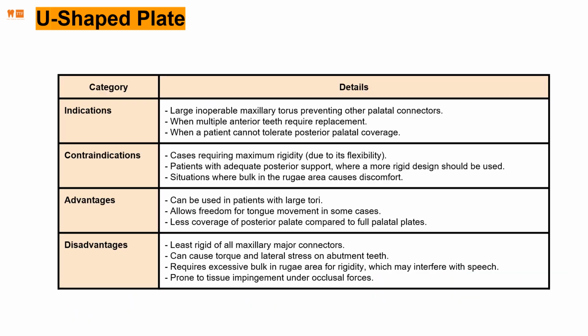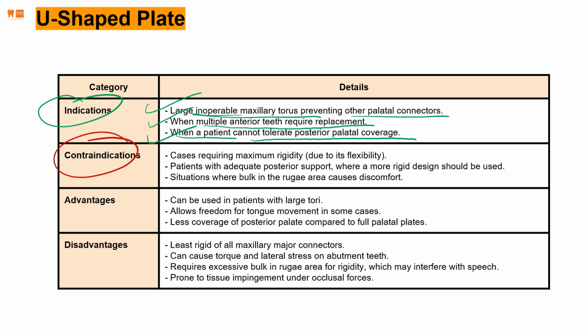Okay, indications as usual with the charts. Indication: large inoperable maxillary torus, preventing other palatal connectors. So it's a secondary choice, not a primary choice. When multiple anterior teeth require replacement, when a patient cannot tolerate posterior coverage. But we need support, so we're going to use the anterior area, such as the rugae region.